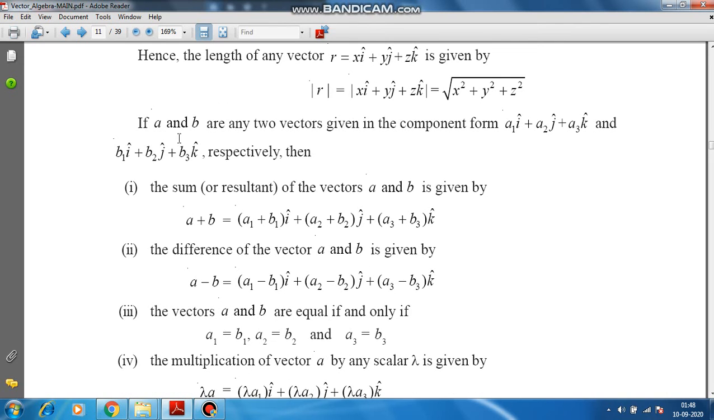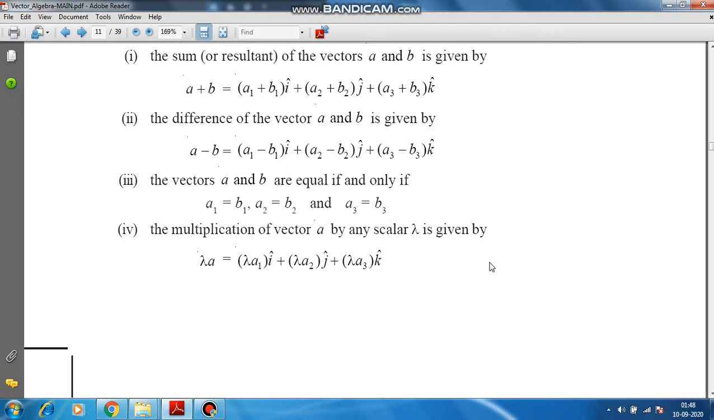And if these two vectors A and B are equal, then their components must be equal. That is, if A equal to a1i plus a2j plus a3k and B equal to b1i plus b2j plus b3k are equal, then a1 should be equal to b1, a2 should be equal to b2, and a3 should be equal to b3.